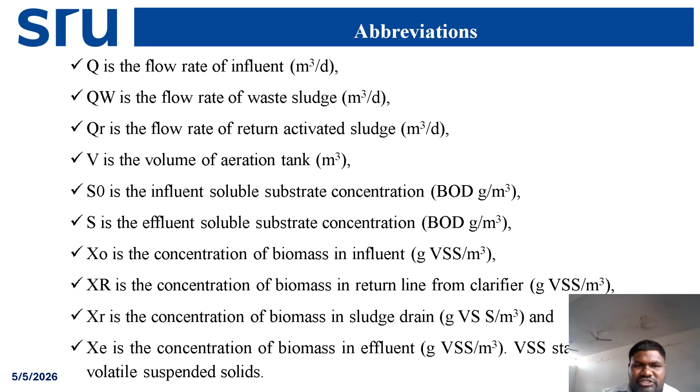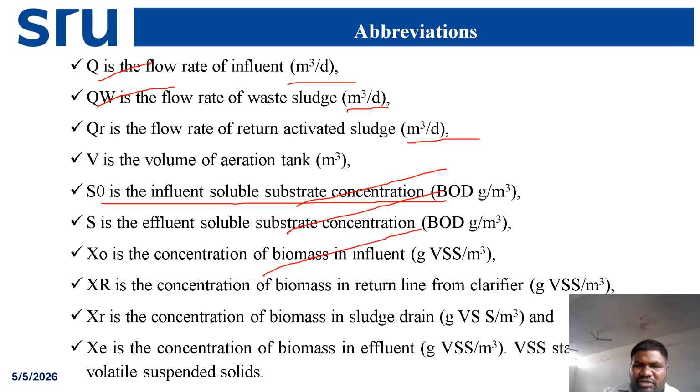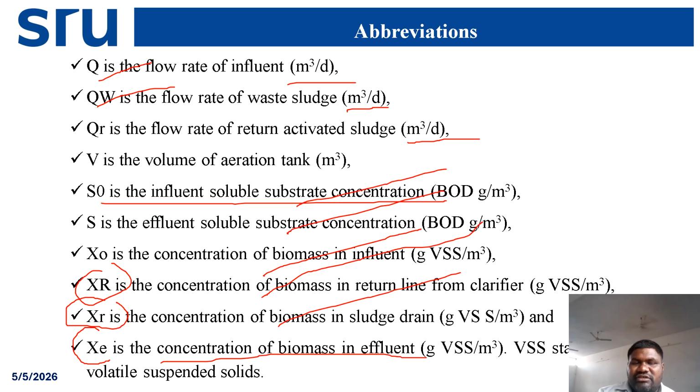These are the abbreviations I explained in the previous slide, and units are also given. It is very important. V is the volume in meter cube. S naught is the initial BOD concentration or substrate concentration. S will be the effluent. X naught will be the concentration of biomass. XR will be the concentration of biomass in the return line, and also in the sludge drain. Here both are the same. XE will be the concentration of biomass in the effluent.